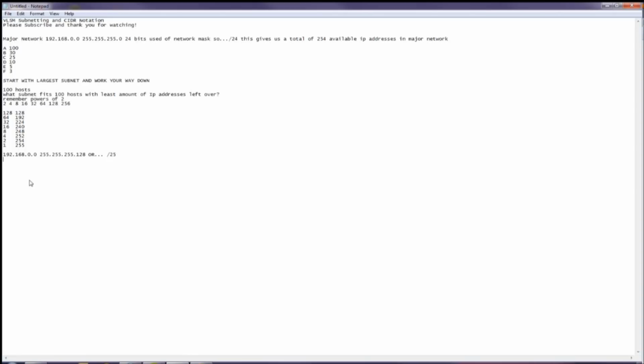So with the major network, we're going to do 192.168.0.0 as a starting IP address, and since we have 100 IP addresses, it will fit into the 128 network. And since that is 25 bits used out of the subnet, it will be /25. Our usable range, since there's 126 usable IP addresses, will be 192.168.0.1 to 192.168.0.126. That gives a gateway 192.168.0.1 and a broadcast of 192.168.0.127.